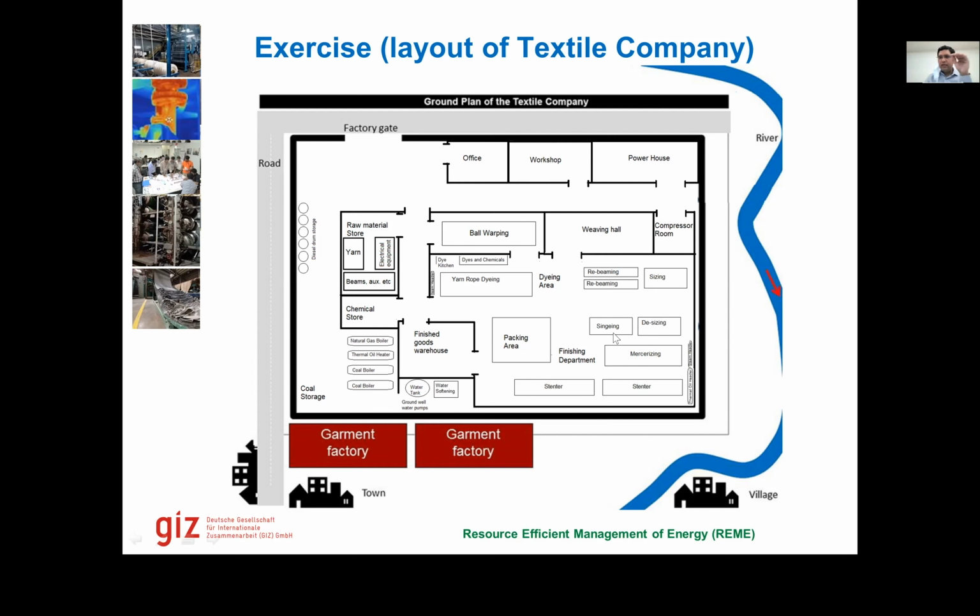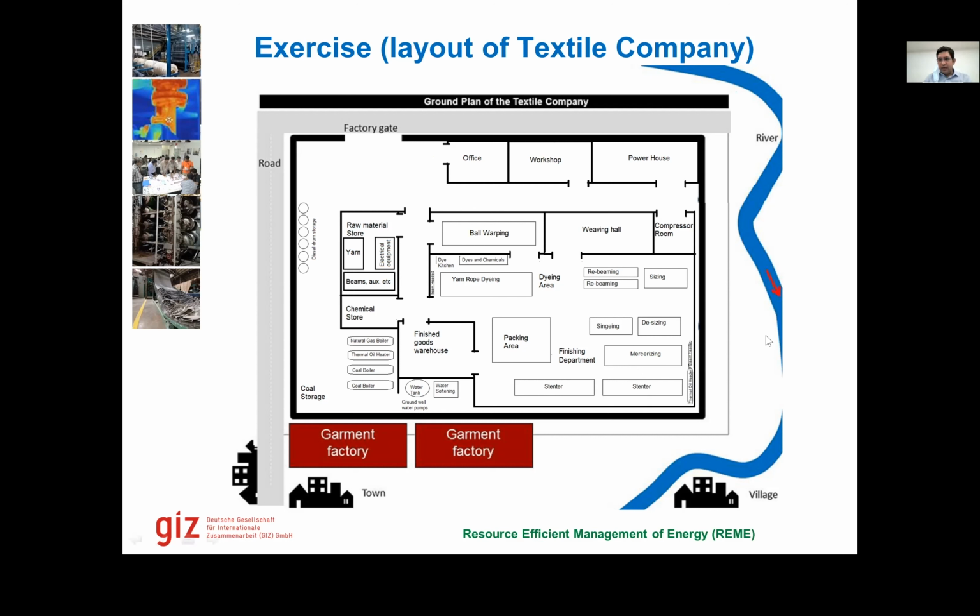Then it goes to singeing. In singeing, the fabric goes through a flame. There is flame coming on this side as well as on this side of the fabric, and it burns extra fiber and also improves the shine of the fabric. Then it goes to mercerizing, where we control the shade of the fabric. It goes to the stenter, where the fabric is dried and shrinkage is controlled, so the width of the fabric is controlled here. The fabric that comes out goes to the packing area, and after packing, it goes to the finished goods warehouse. That is how the whole process of the textile company is laid out.